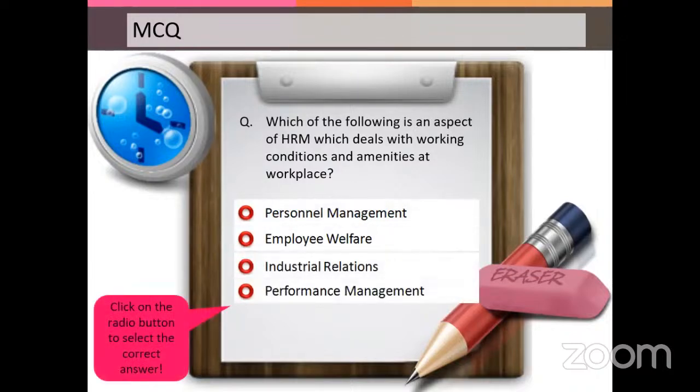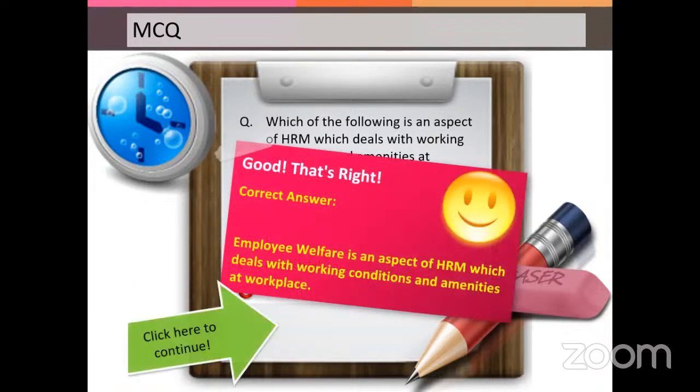Now, quickly, let's look at another multi-choice question. Which of the following is an aspect of HRM which deals with working conditions and amenities at the workplace? In the same vein, you can go ahead and type A, B, C, or D in the chat room to confirm your understanding.